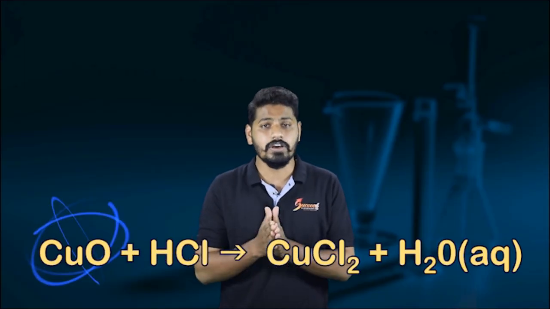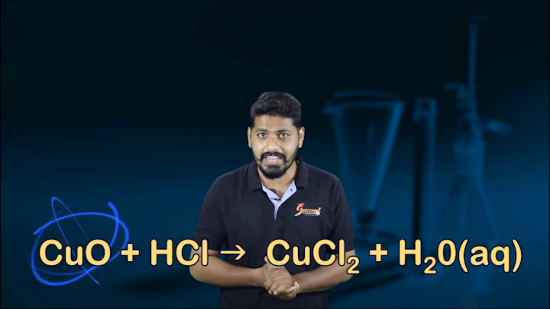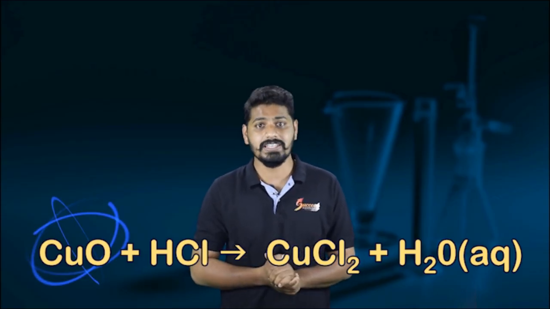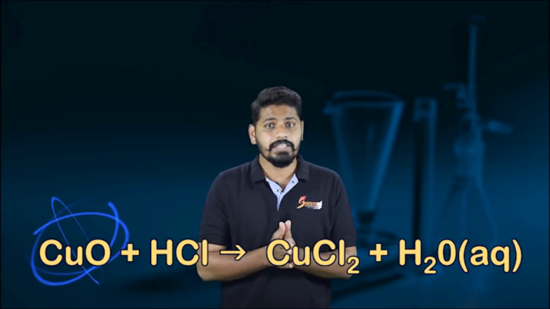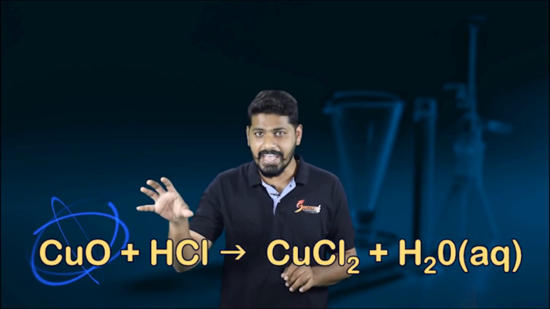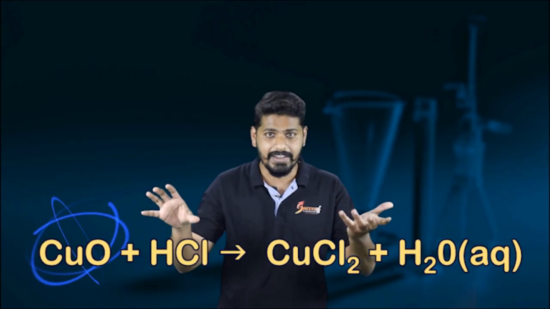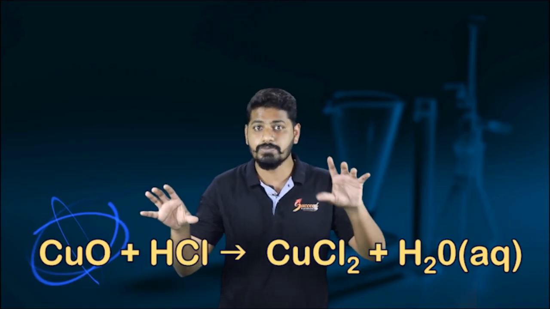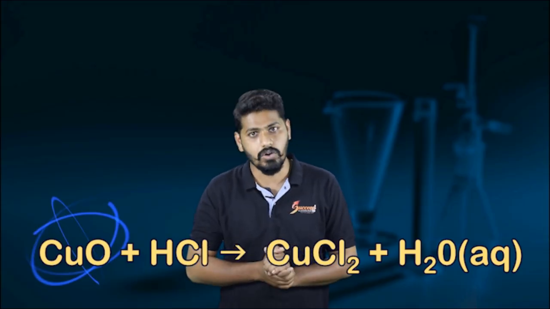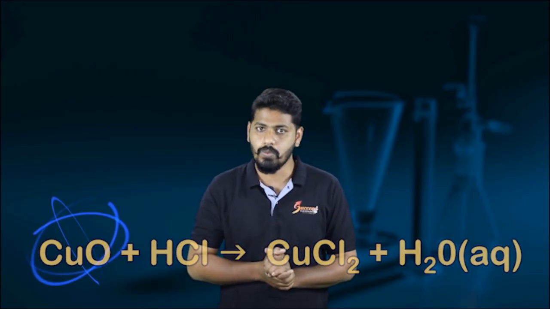The same thing happens when acid is reacted with a metal oxide, like copper oxide. When copper oxide is reacted with HCl, it forms copper chloride along with the formation of some amount of water. Copper oxide, or any metal oxide, is basic in nature. The acid is acidic and the other is basic, what is that? Metal oxide. Metal oxide is basic in nature, so when acid and base combine, it forms a salt along with the formation of water.